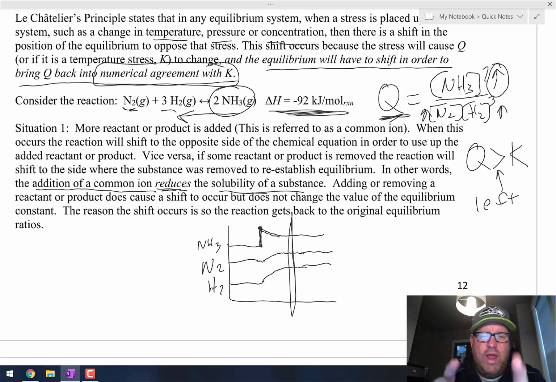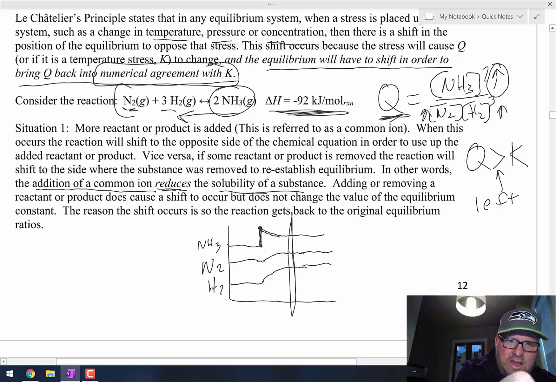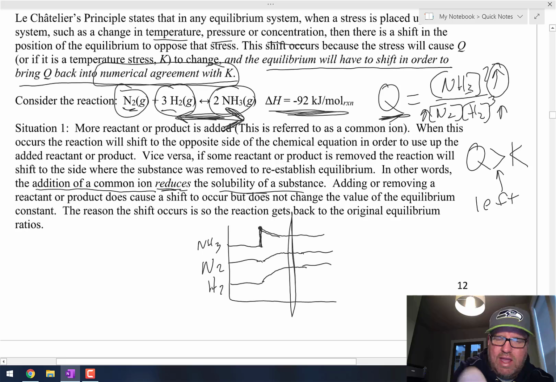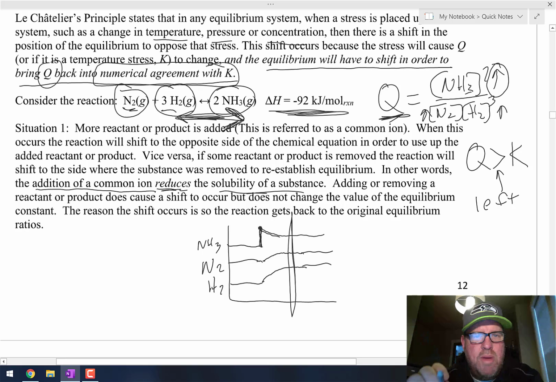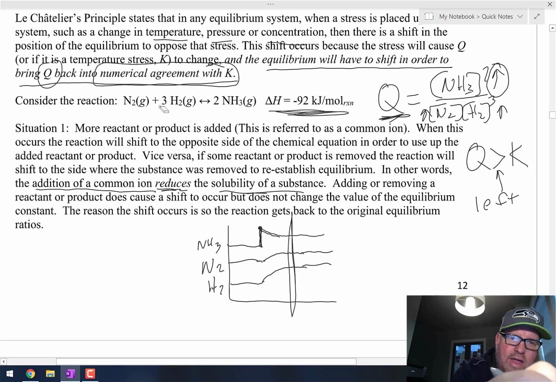So when you add some product, the reaction is going to shift to the left-hand side to use up that added product in order to reestablish equilibrium. If you add some reactant, if I add some N2 or some H2, what's the reaction going to do? It's going to shift to the right-hand side, again, to use up that added component. And the way you can always explain these is to get Q back into numerical agreement with the equilibrium constant.